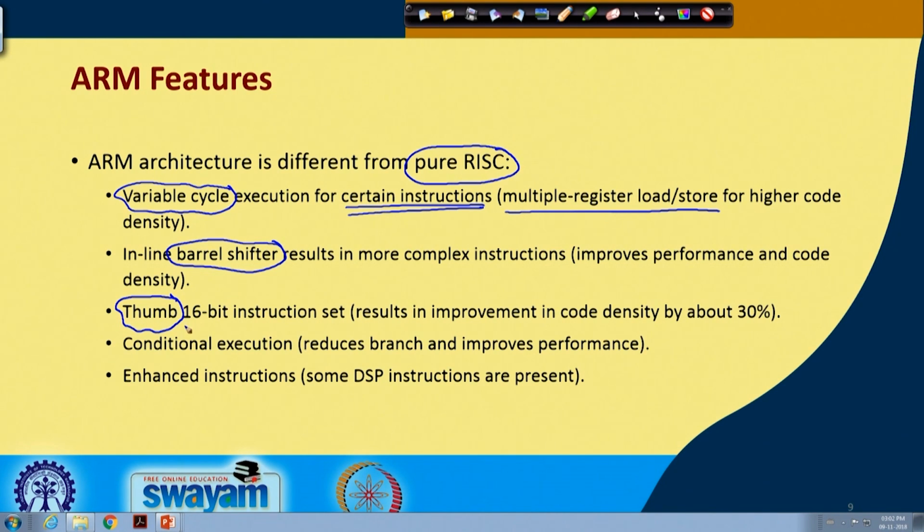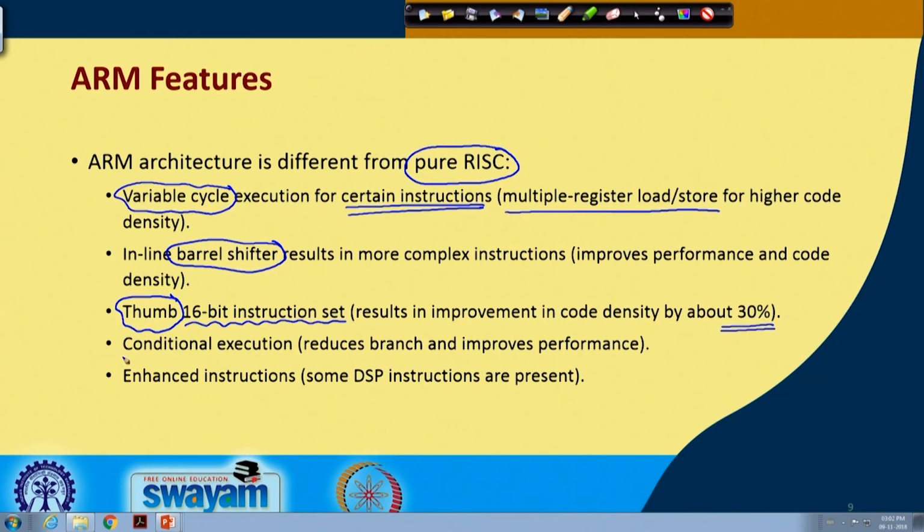Thumb is a subset of the ARM instructions, which works in 16-bit mode. Normally ARM processors are 32-bit processors, but there may be many applications where you do not need that power, you need something much simpler. You can have the thumb instruction set, which is essentially a 16-bit instruction set. So, if we use smaller instructions, this can further shorten the total code size, and your code density can further improve.